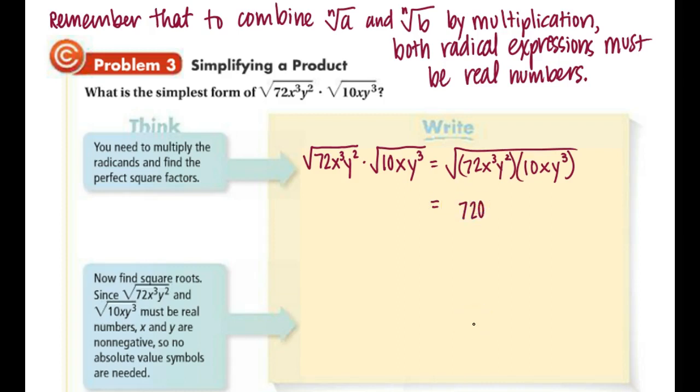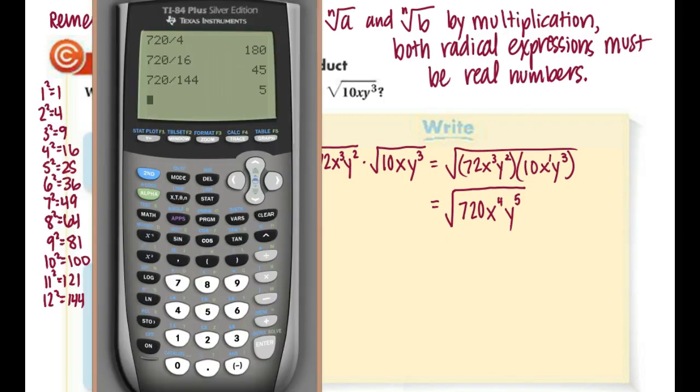And when I multiply x to the 3rd and x to the 1st, remember, when you're multiplying the same bases, you add the exponents, so we get x to the 4th. And then y squared times y to the 3rd is y to the 5th, because we added the 2 and the 3. So that means we get the square root of 720 times x to the 4th times y to the 5th. We want to simplify the square root of 720 as much as possible.